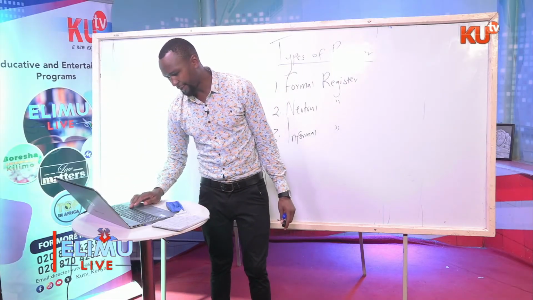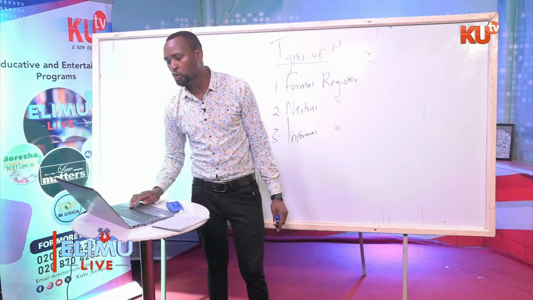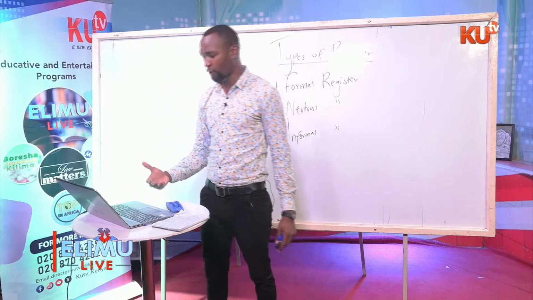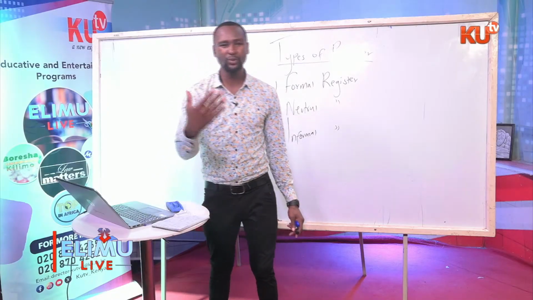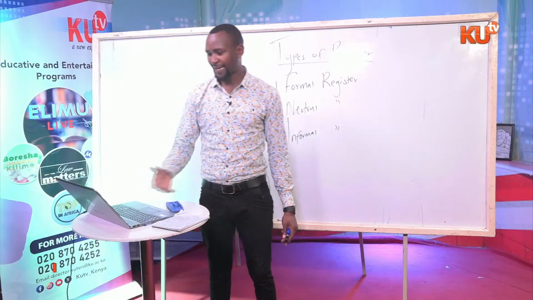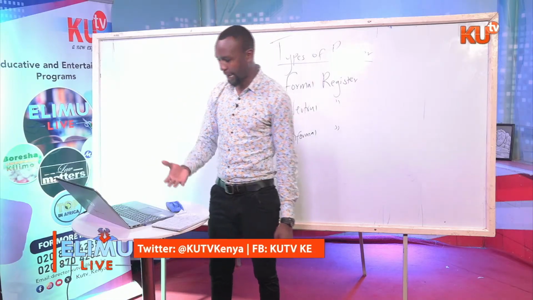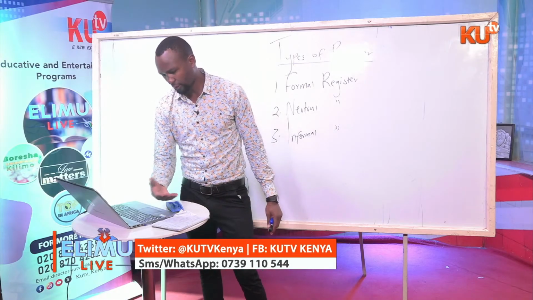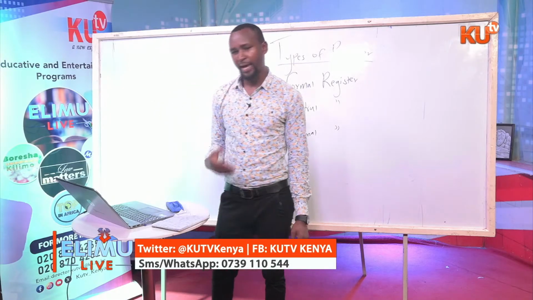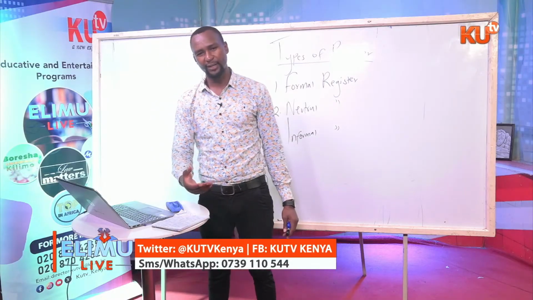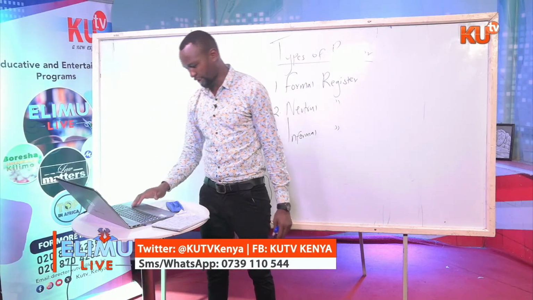Then we have the neutral. This is the register that is used in everyday conversations when you are speaking to strangers, general writing, and so on. It features clear and polite language, but not too formal. For example, "Hi, I was wondering if you could help me with something." That is a neutral register.